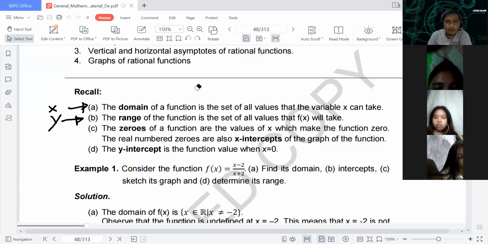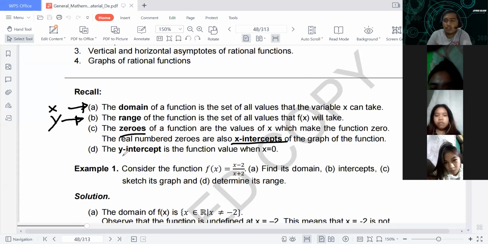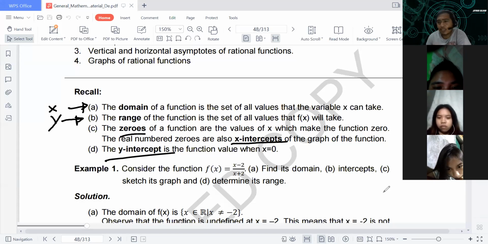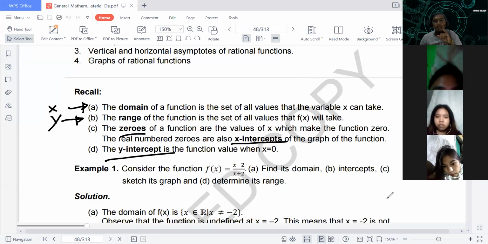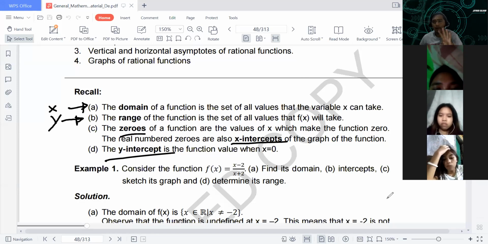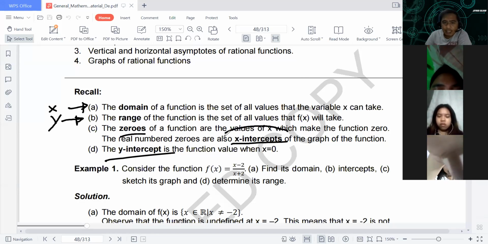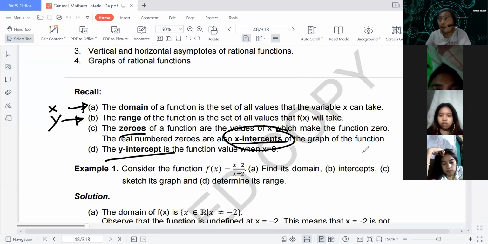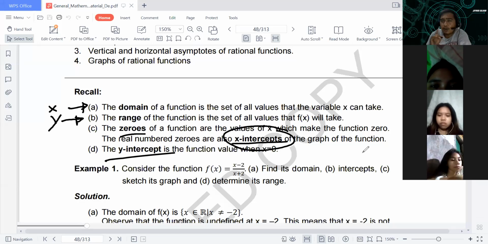Aside from the x-intercept, you should also determine your y-intercept. So again, you should be looking for your domain, range, x-intercept, and y-intercept. By the way, what is an x-intercept? An x-intercept is a point wherein the graph of your function and your x-axis will meet.